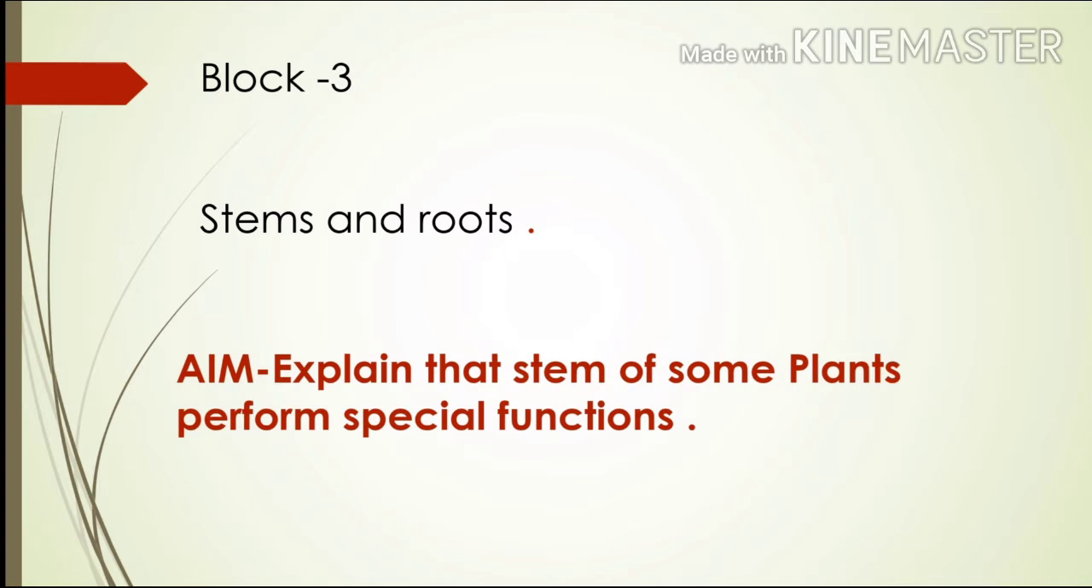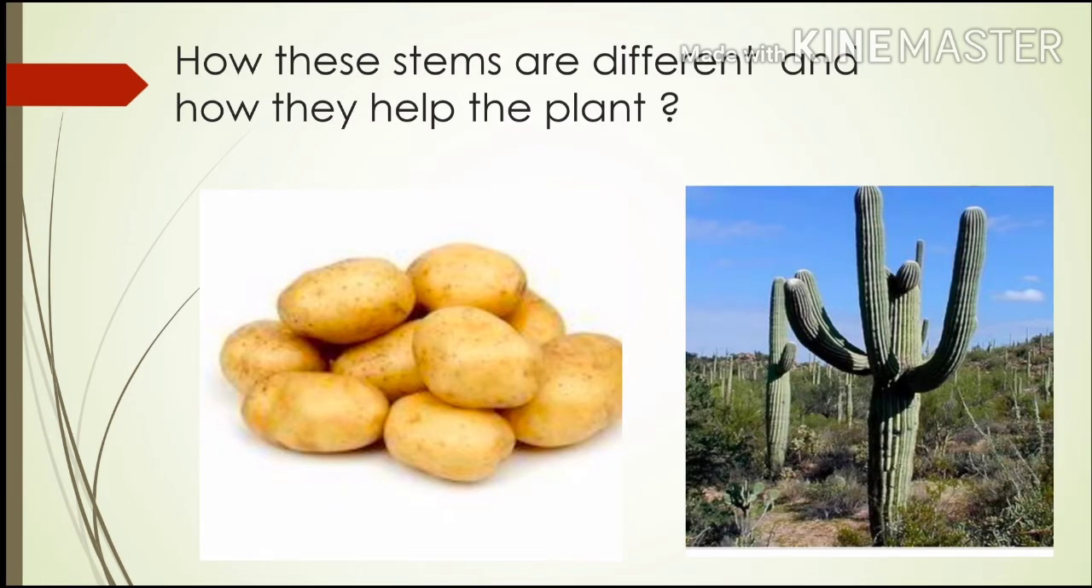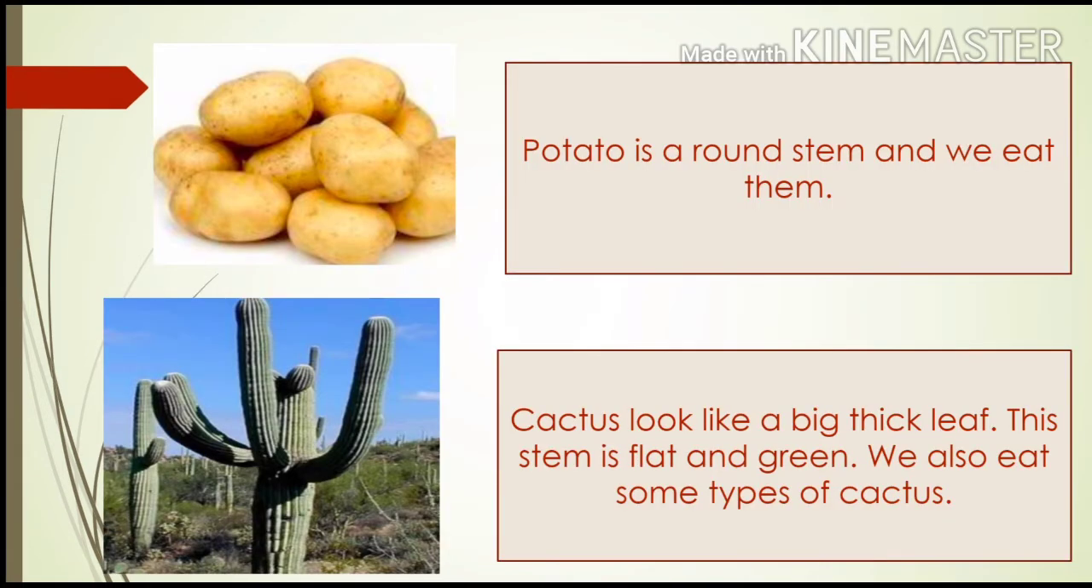Let's start the topic. Observe these two pictures and answer: how are these stems different, and how do they help the plant? Yes, the first picture is a potato. Potato is a round stem that we eat.